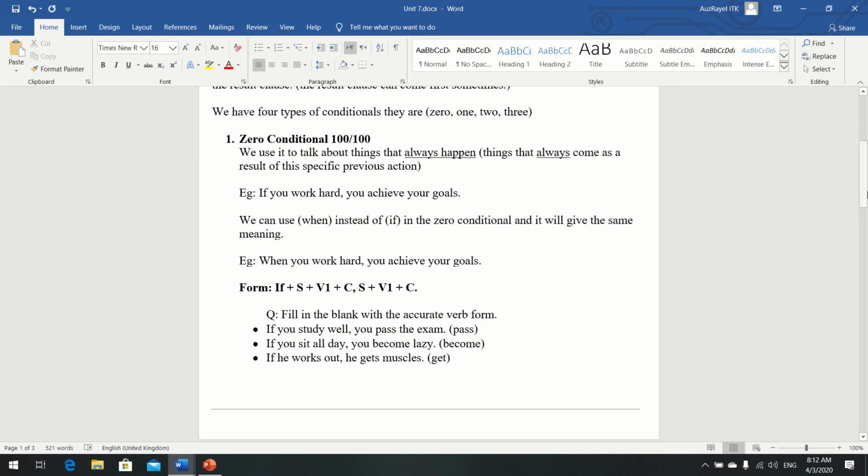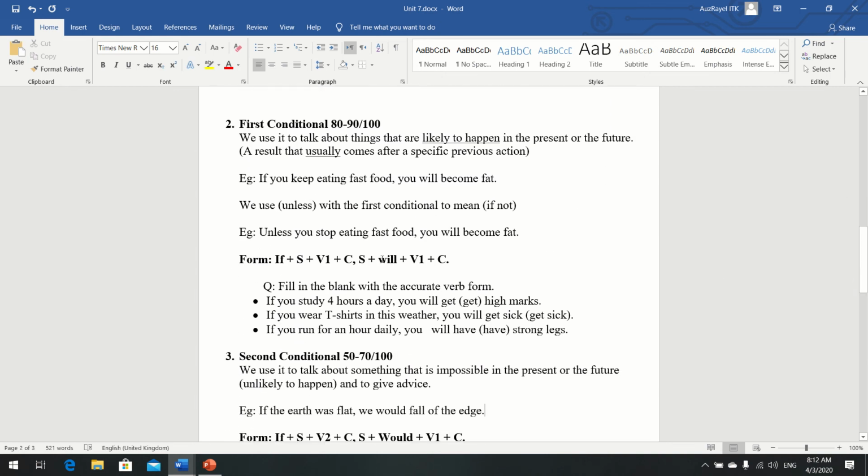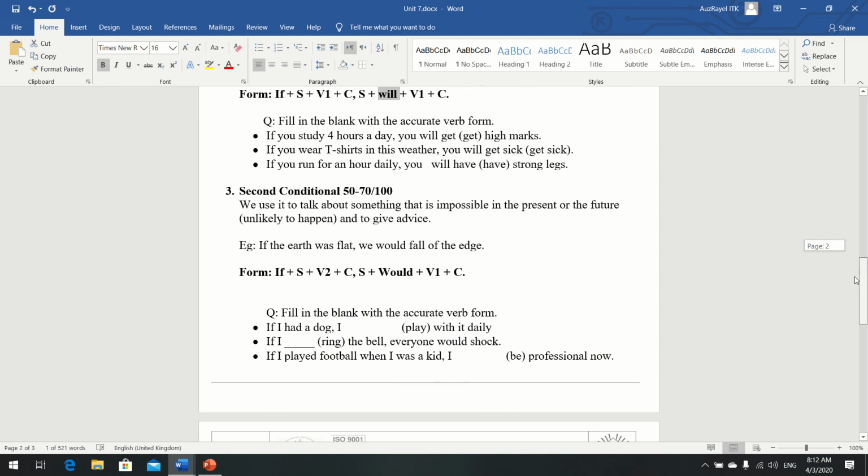Okay, to make it easy for you, if you notice here the zero conditional starts with simple present, simple present. The first conditional we put will in front of the second statement, second clause, which became simple future. And the second conditional we replace the modal 1 will with the modal 2 would. Okay, so this is an easy way to understand how it goes. If subject plus verb 2 plus complement, subject would plus verb 1 plus complement.